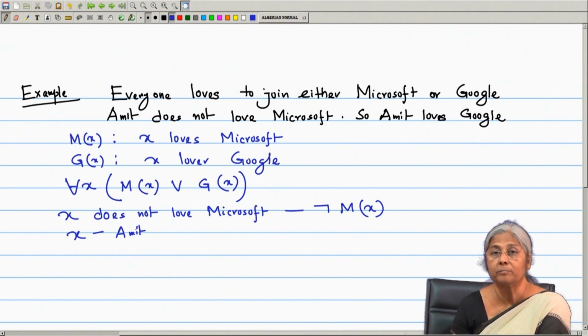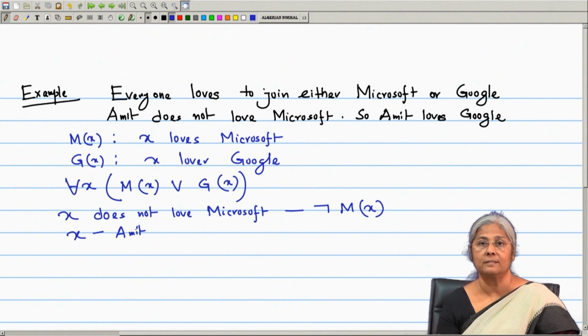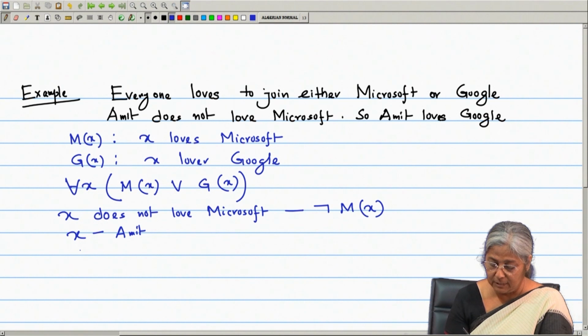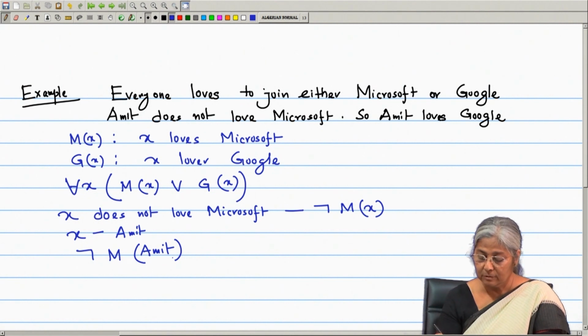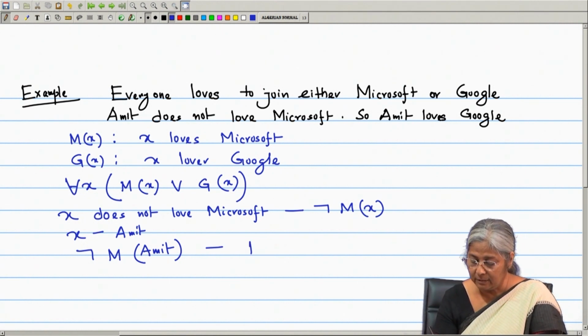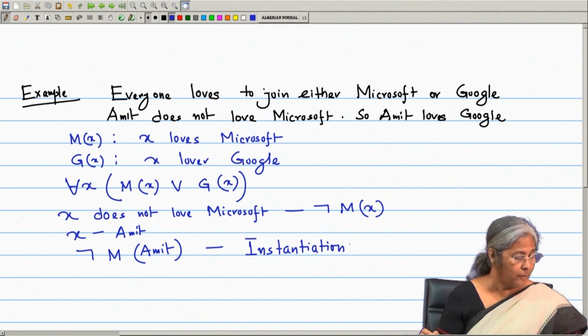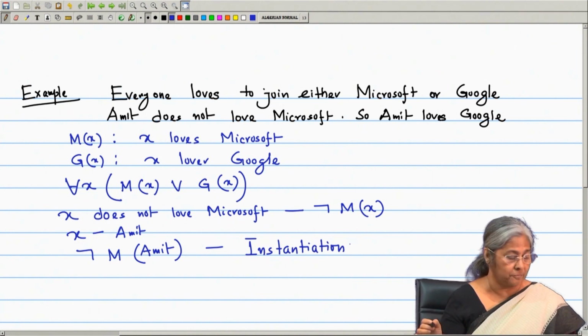So, this is something called instantiation. That means, if I write negation M Amit, this is called instantiation or specification. This is something called instantiation or specification.